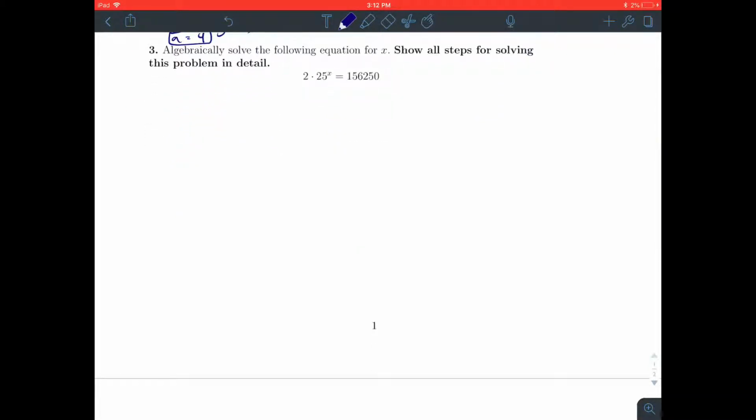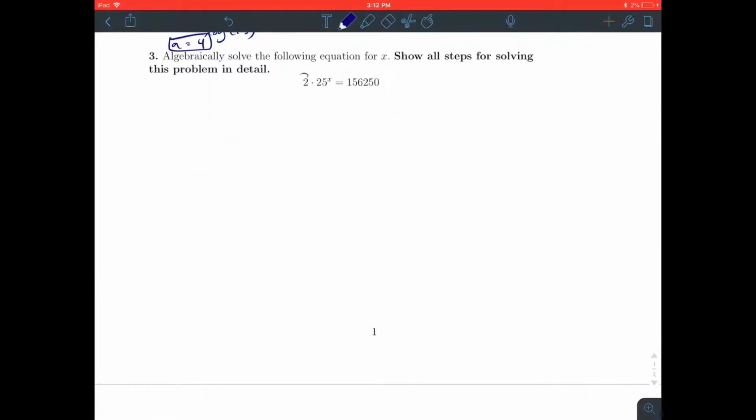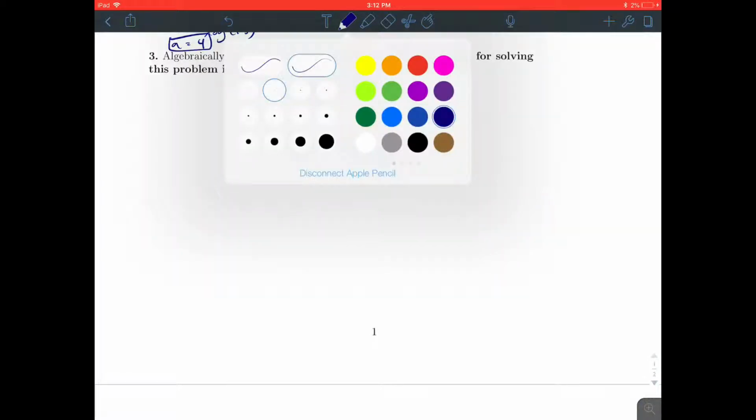For problem number 3, it's really similar. We want to end up with something that looks like a number to a power equals another number. So to do that, we need to get rid of this 2 first. To get rid of the 2, we divide by 2 on both sides. We get 25 to the x power equals 78125, I'm hoping.